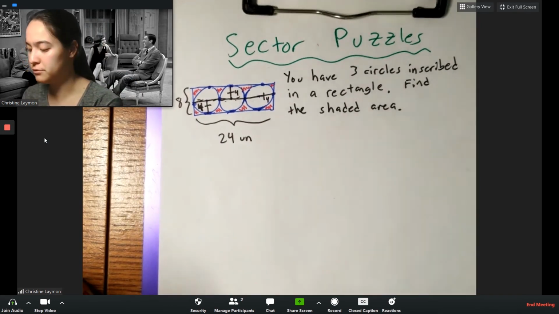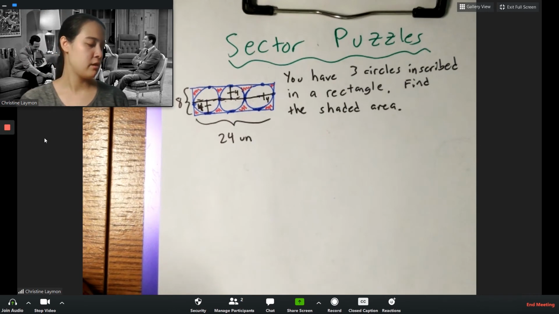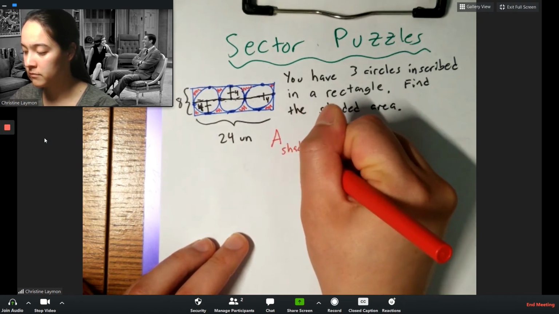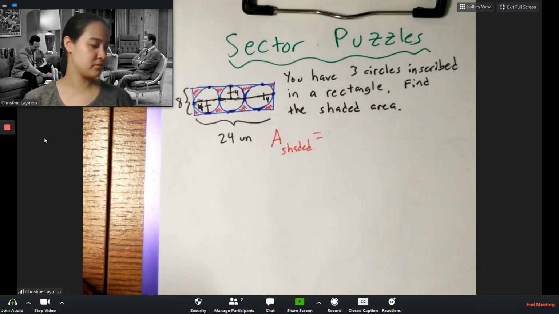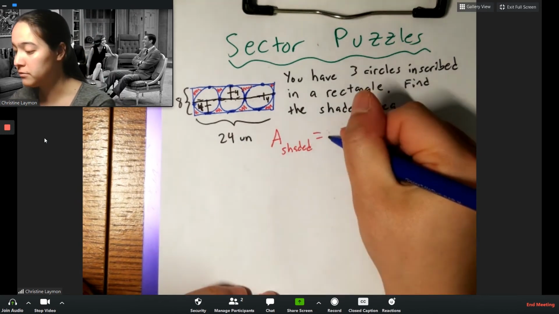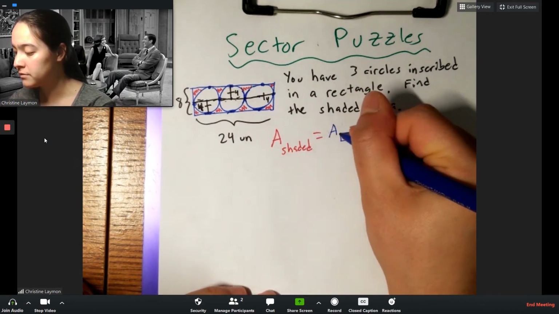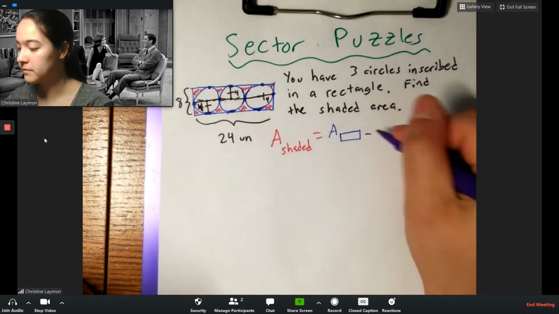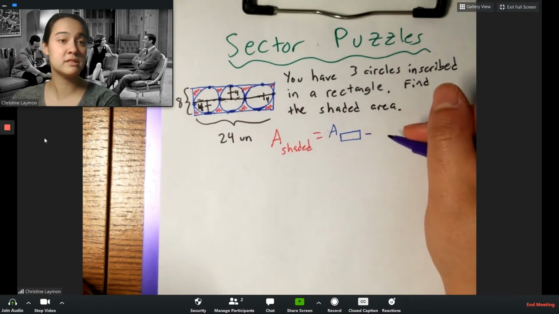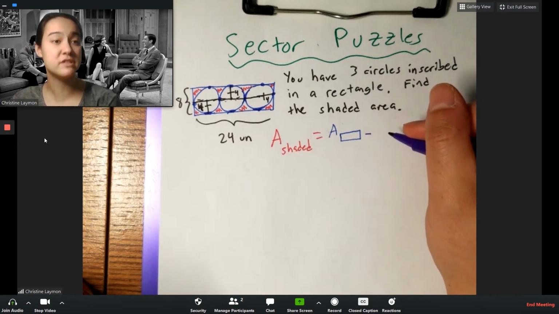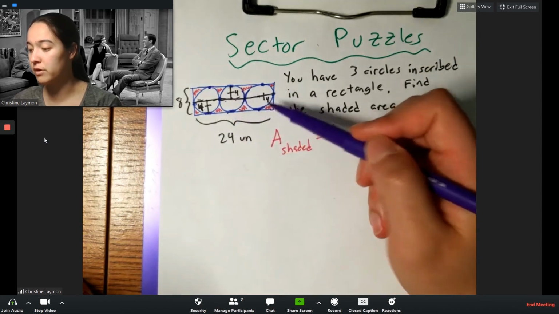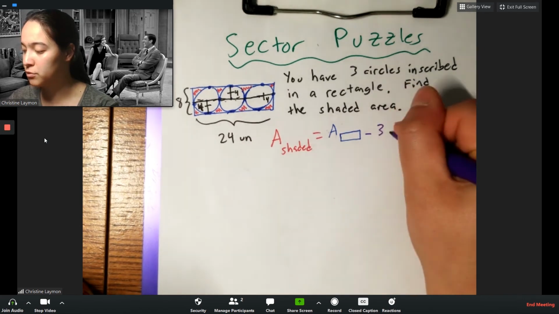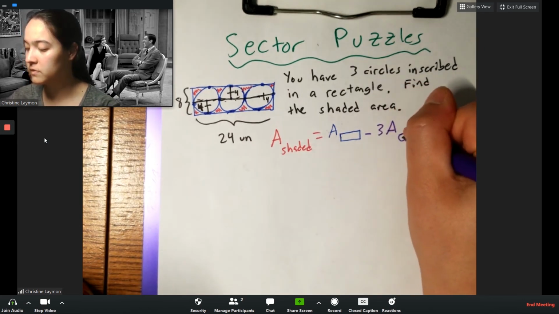So again, let me actually switch colors here. We want to find the area of the shaded. So area of shaded is going to equal area of rectangle minus the area of the circles. Now each circle is congruent. They all have the same radius, 4, 4, and 4. So if I find one of those circles, I have to multiply it by 3. So minus 3 times the area of just one circle.